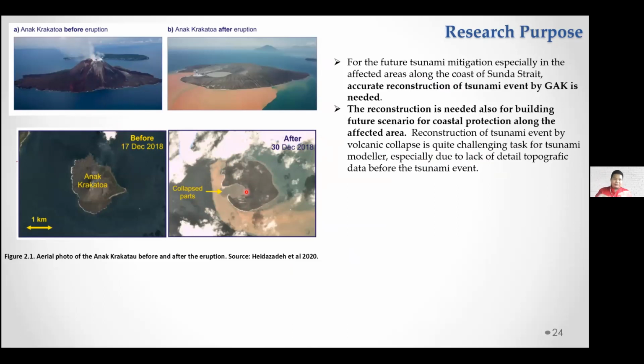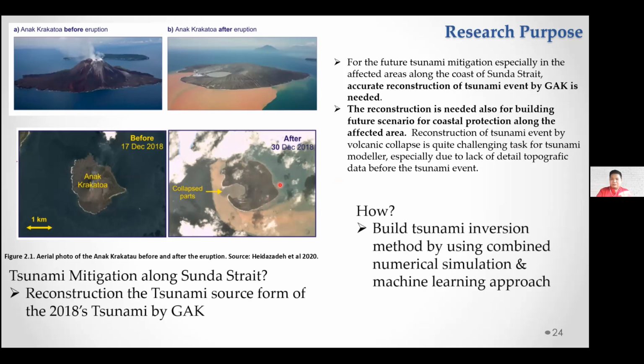Therefore it is quite difficult to redo the simulation here. To redo the simulation is quite difficult because why? Because we do not know the process of the initialization of the wave here. Therefore, we would like to build a tsunami inversion, of course, by using deep learning.